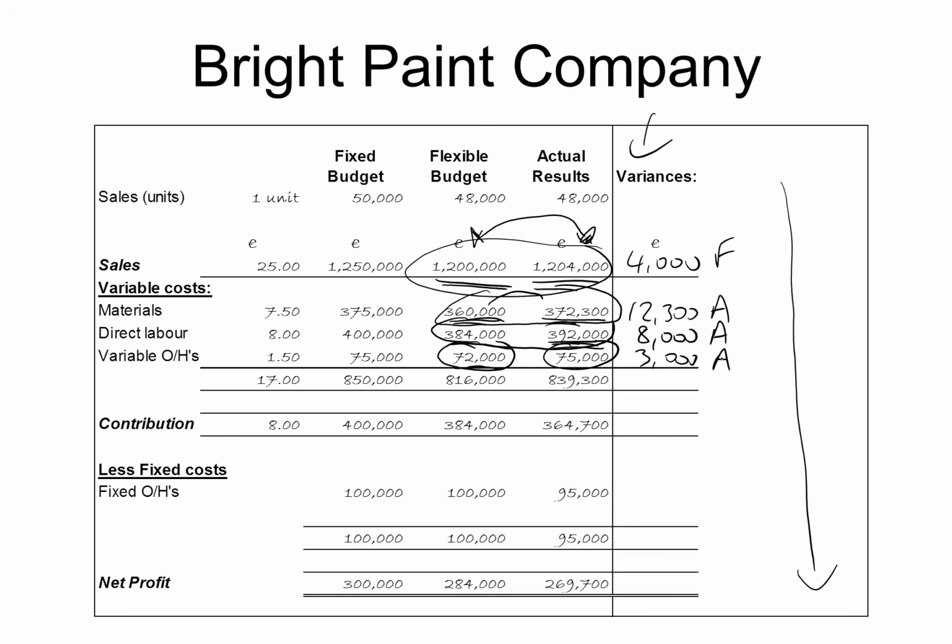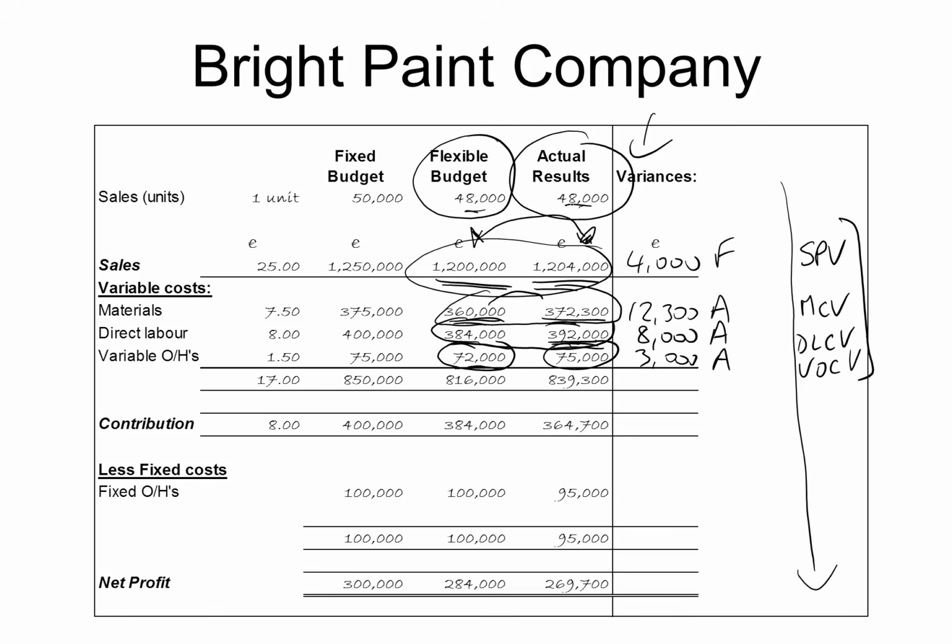Okay, what we're going to do now is we're going to look at the contribution. You note that these are all cost variances or price variances. So this will be a sales price variance. This will be a material cost variance. This will be a direct labour cost variance. And this will be the variable overhead cost variance. The thing about all these four here is that they're price or cost variances. We're comparing the flexible budget, which is based on 48,000, with the actual results based on 48,000 units.